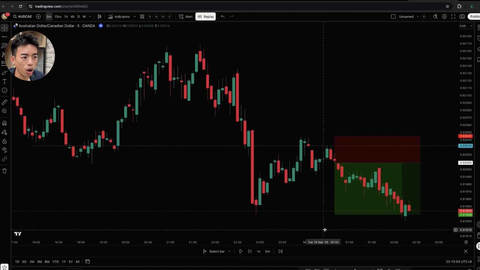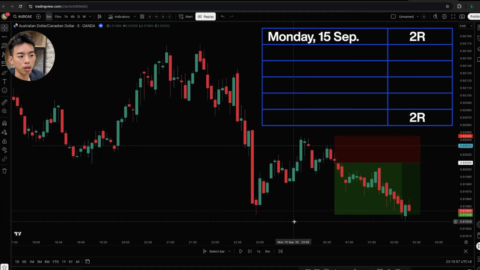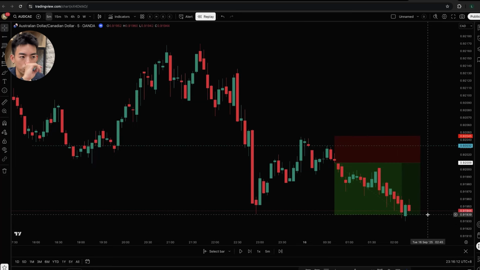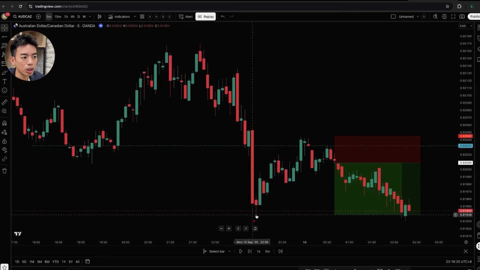Let's round that up to 2R. And this trade happened on Monday, the 15th of September. Okay, it's very important that when you're trading strategies like this, you want to make sure that you get in and out quick. Notice the target that I'm aiming for is only at the recent low.